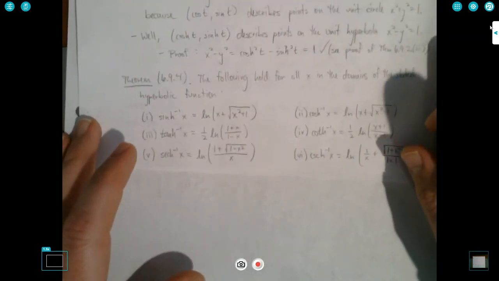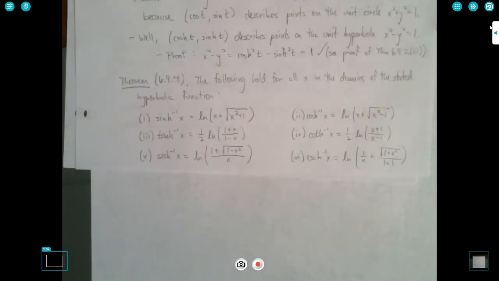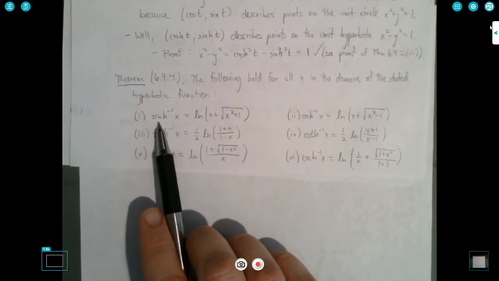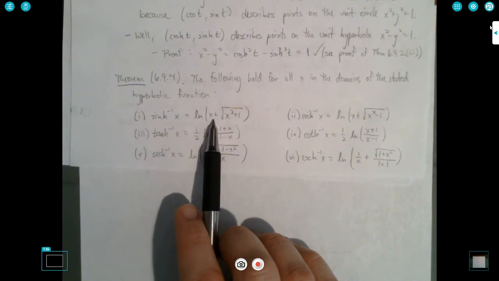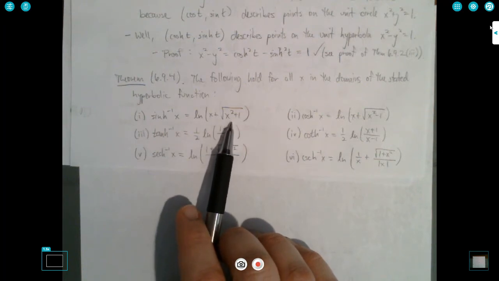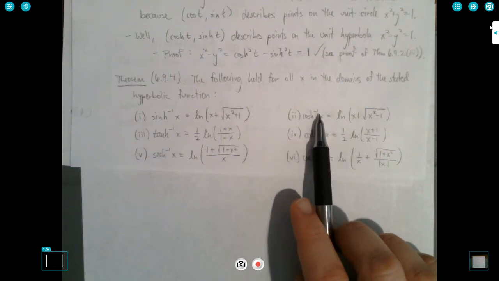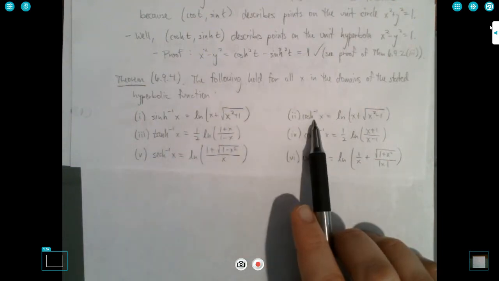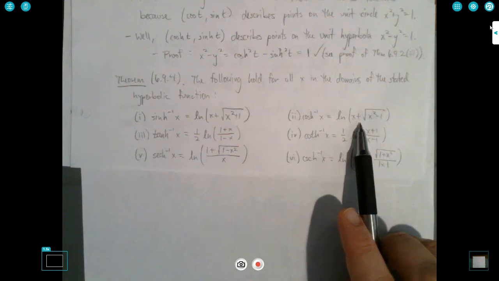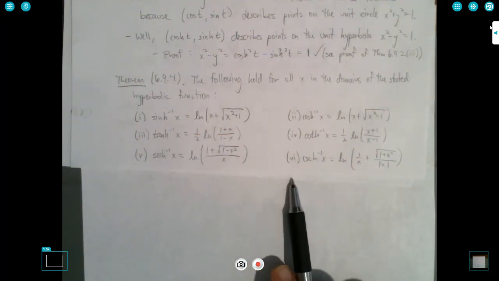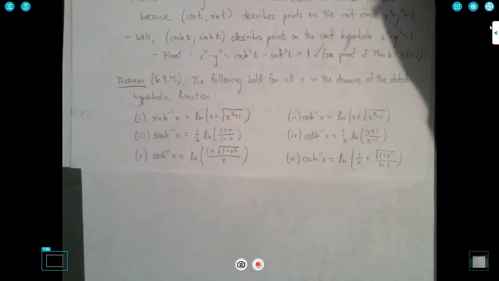In particular, these are the formulas, and this is Theorem 6.9.4 from the textbook. The inverse of the hyperbolic sine is the natural log of x plus the square root of x squared plus 1. And the inverse of the hyperbolic cosine, so cosh inverse, is the natural log of x plus the square root of x squared minus 1, right? And similarly for the rest of them. I'll prove the first one to you.